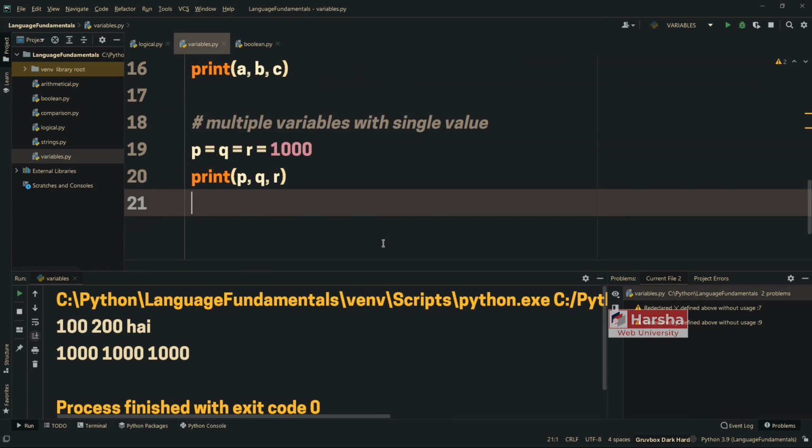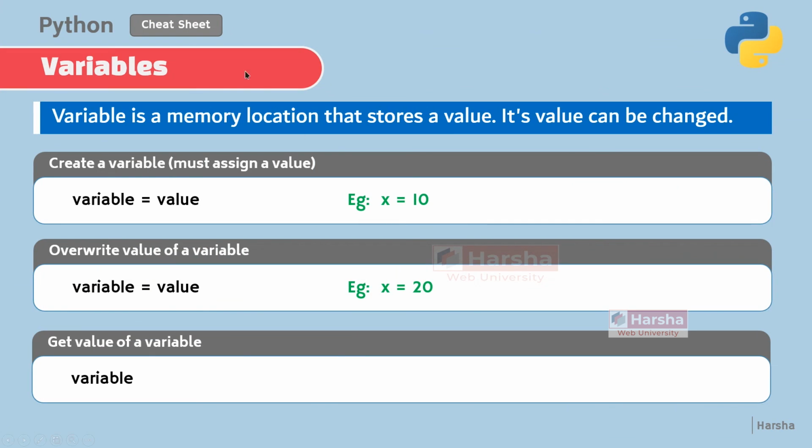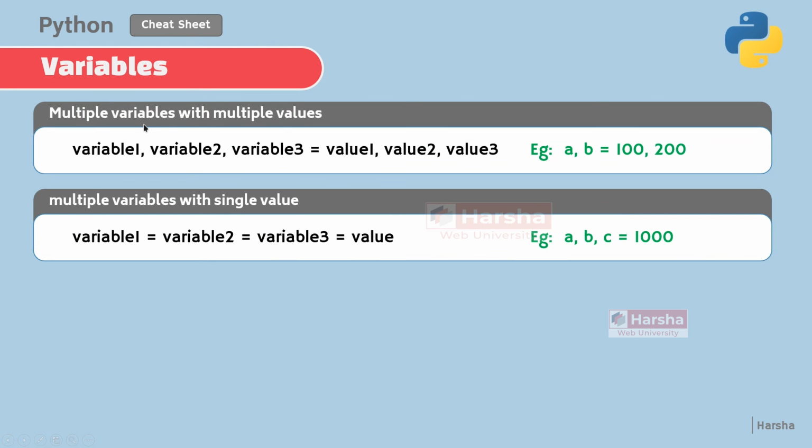That's all. The same information has been given here in the cheat sheet, so you need not memorize all that code, but you can just follow this particular cheat sheet at any point of time. This covers creating a single variable, overwriting the value of an existing variable, how to retrieve the existing value, and also multiple variables with multiple values, and again multiple variables with a single value. Alright, this is all you need to know about Python variables, and in the next lecture we are going to learn assignment operators in Python.